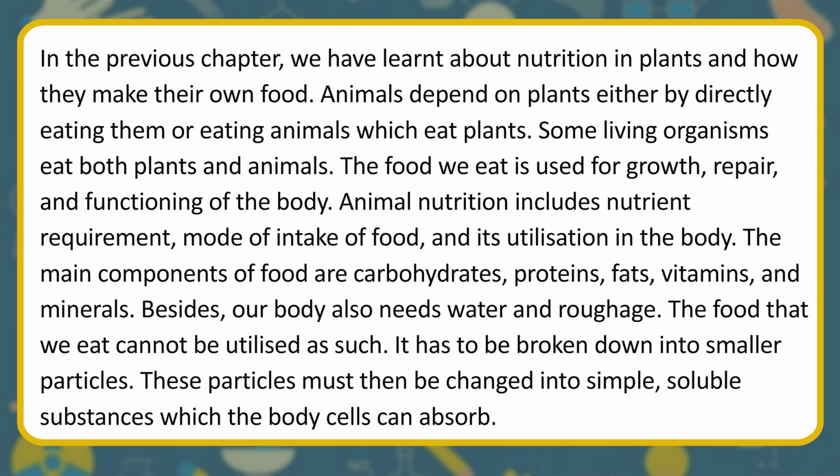Animal nutrition includes nutrient requirement, mode of intake of food, and its utilization in the body. The main components of food are carbohydrates, proteins, fats, vitamins, and minerals. Besides, our body also needs water and roughage. The food that we eat cannot be utilized as such. It has to be broken down into smaller particles. These particles must then be changed into simple, soluble substances which the body cells can absorb.